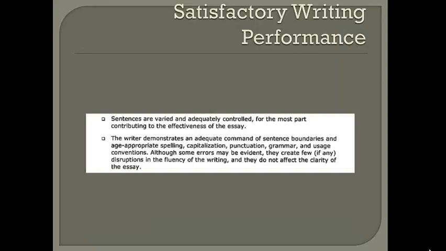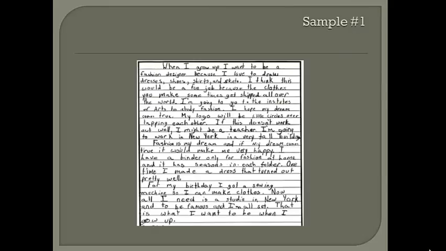So let's look at the conventions. Sentences are varied, adequately controlled, with adequate command of sentence boundaries, and all the other jazz. Errors may be evident, but they create few, if any, disruptions in the fluency of the writing. They don't affect the clarity. So that's what we see from that point. And so let's see what one of those would look like.